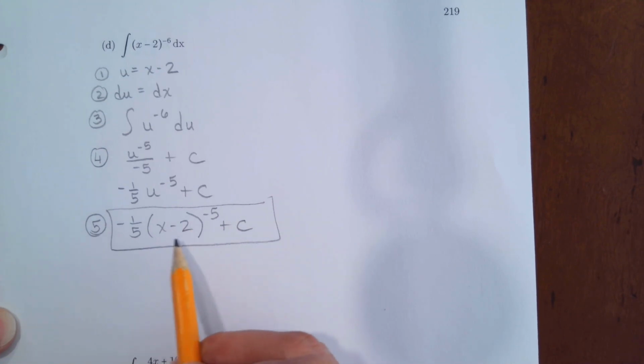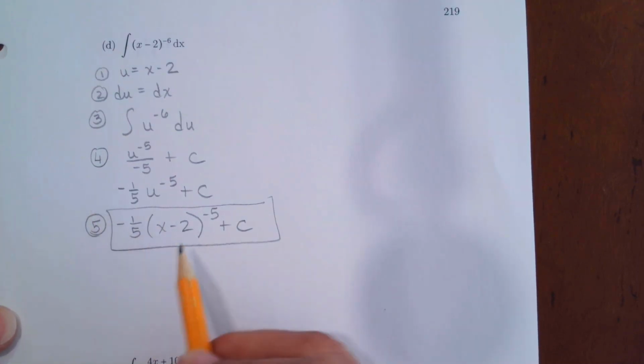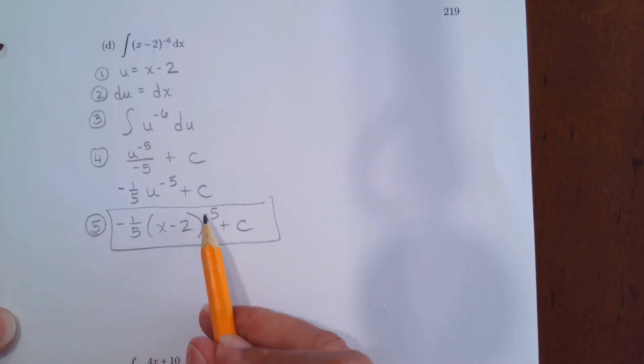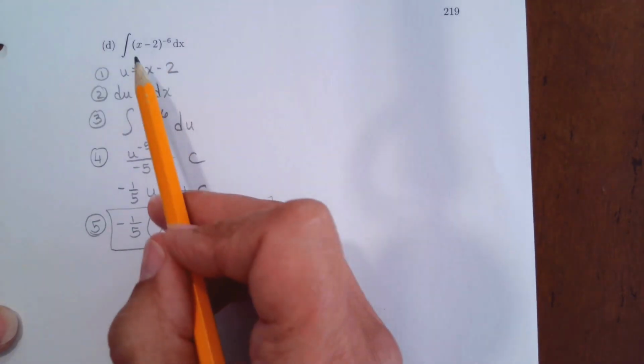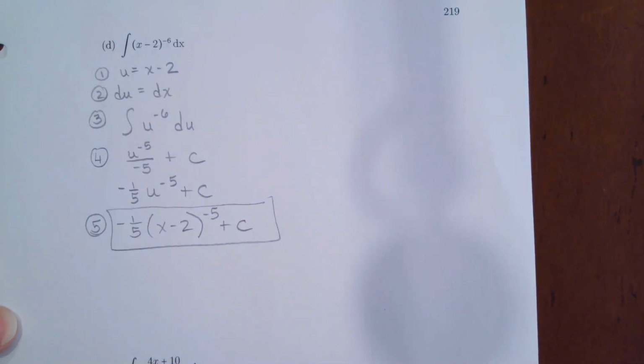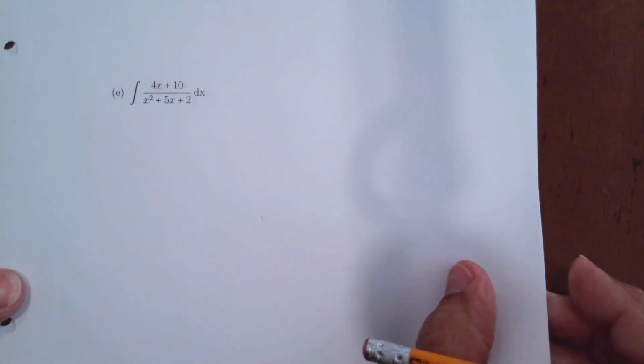And again, you could put the x minus 2 to the +5 power in the denominator if you want. That's okay. All right, but again, look at your derivative. -5 times -1/5 is +1 to the x minus 2 raised to the -6 power. And that's what you started with, okay? So you could always check these if you need to. All right, let's look at part E.